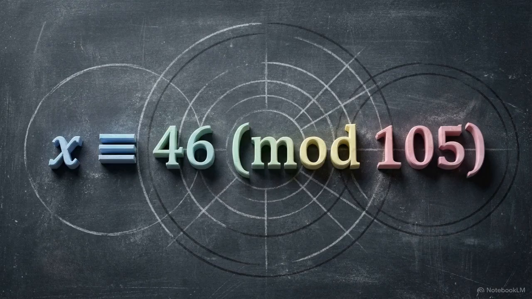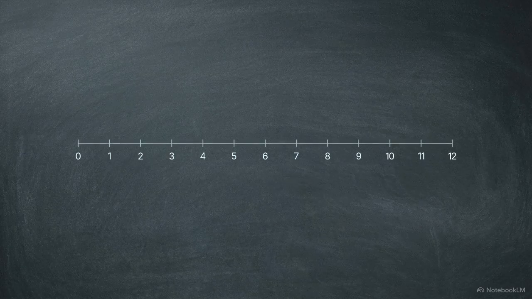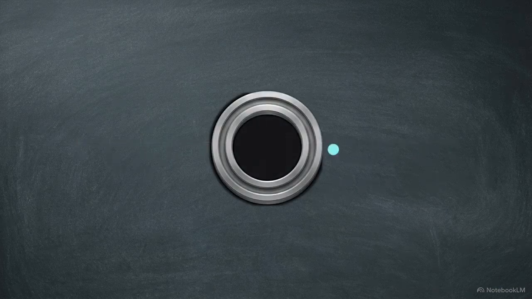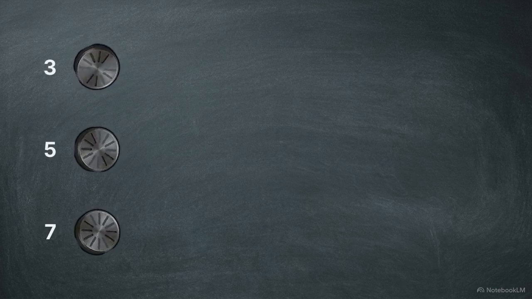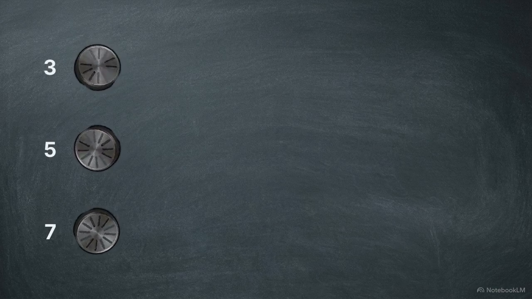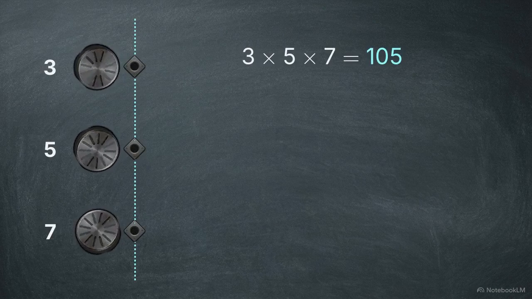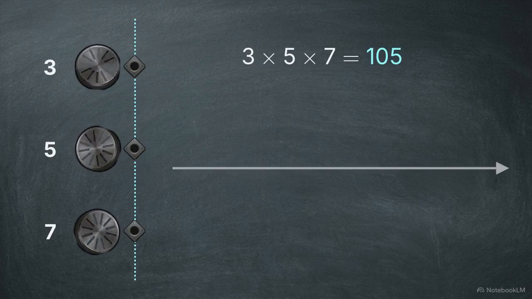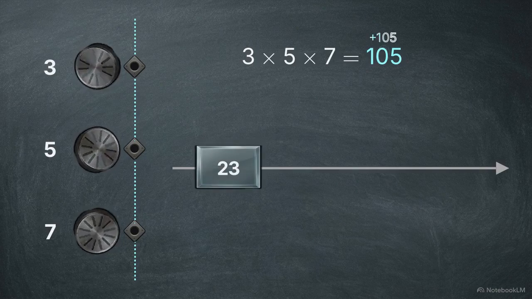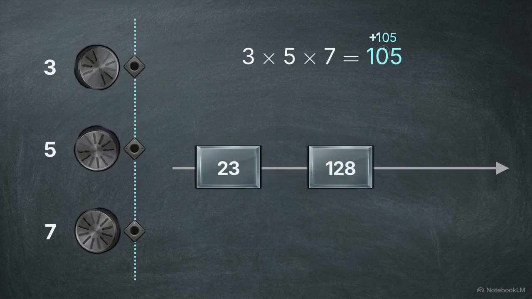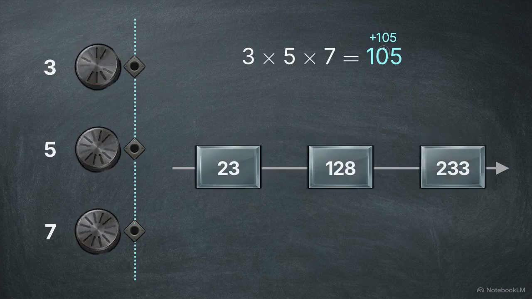This introduces the core mechanism of the Chinese Remainder Theorem, modulo arithmetic. In this system, numbers function as repeating cycles that wrap back to the start after reaching a set value. Because our group sizes, 3, 5, and 7, are relatively prime, their cycles synchronize predictably. Multiplying them reveals a period of 105. Counting forward by this period from 23 generates infinite valid solutions: 128, 233, and beyond.